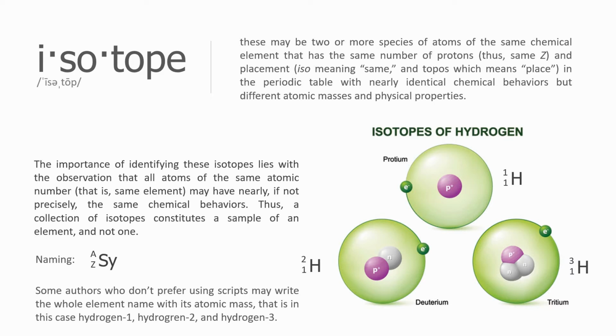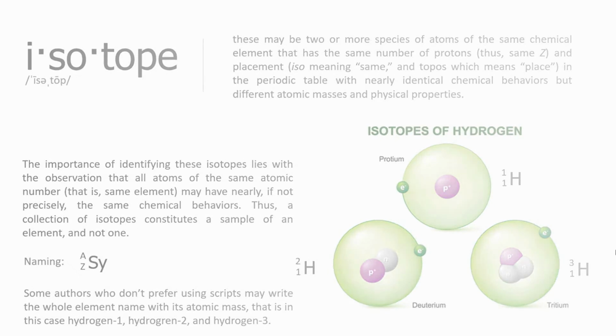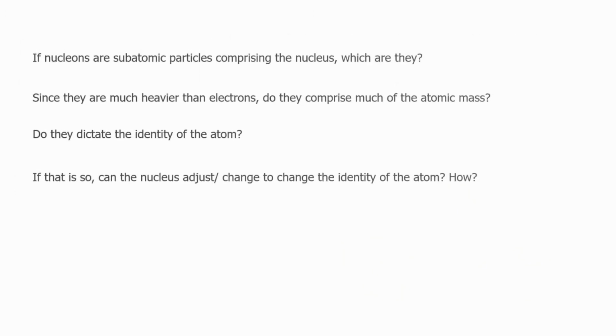Now, in naming them, remember that we are going to use the following format. So, symbol, A and Z. A is for atomic mass, and then Z is for atomic number. Now, some authors do not really prefer using these scripts. They may write the whole element name with its atomic mass, tapos it is in this case. So, hydrogen 1, hydrogen 2, hydrogen 3. In case na ayaw nila yung shorthand.